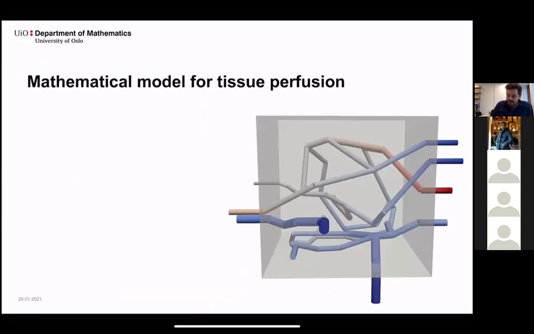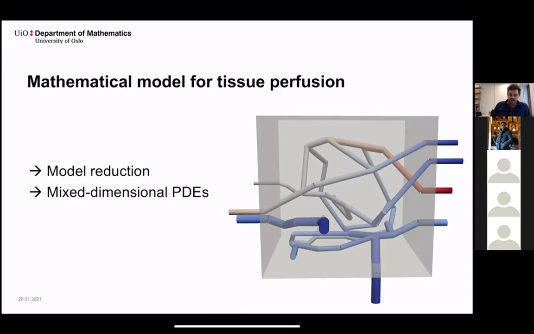Because I like doing this alongside applications, I'm just going to tell you how I think about the mathematical model for flow in such a system at the example of the tissue perfusion example. So we're going to talk about how to reduce the model so we don't have to do a full 3D simulation of the entire space. We're going to arrive at mixed dimensional PDEs, and we'll discuss a bit what the numerical techniques are then to solve this.